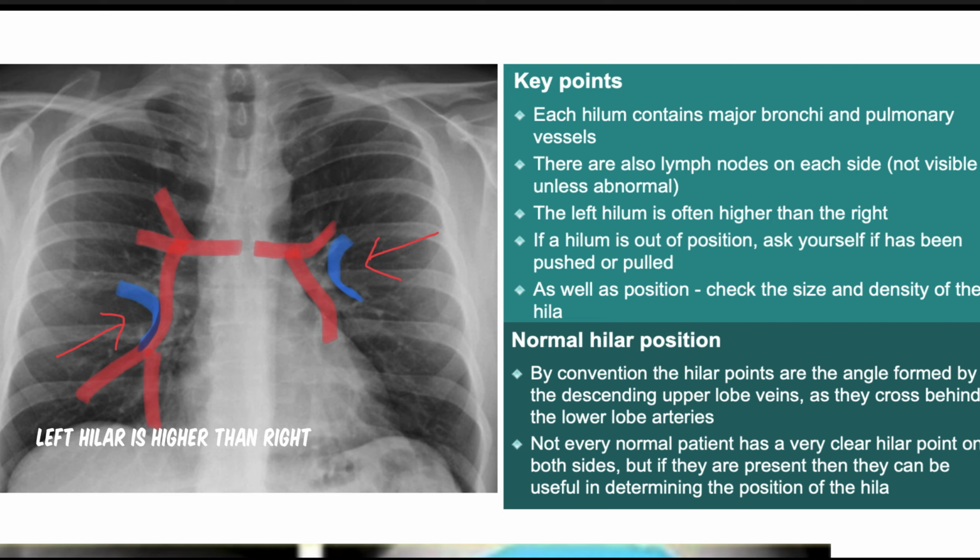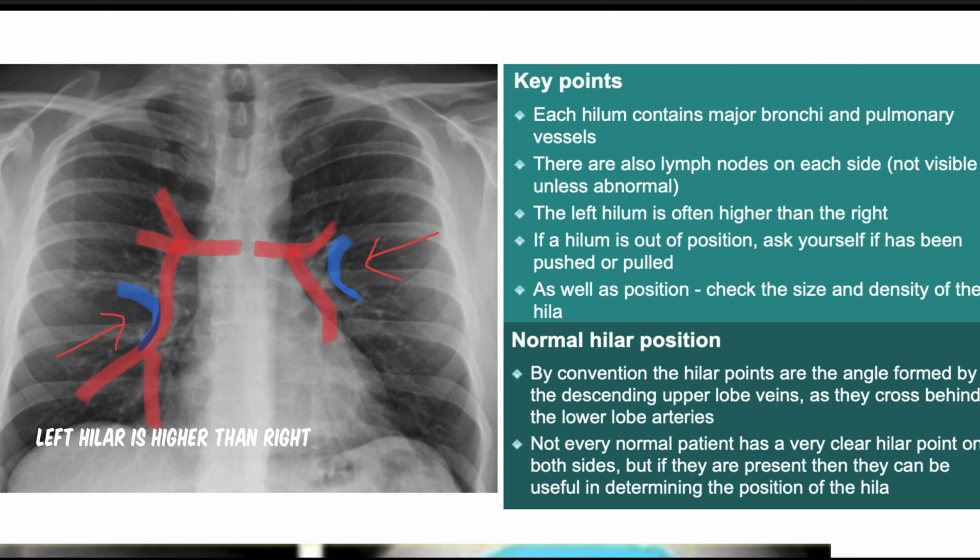Now, each hilum contains major bronchi, so you know all of this. A normal hilar position: by convention, the hilar points are the angle formed by the descending upper lobe veins as they cross behind the lower lobe arteries. Not every abnormal patient has a very clear hilar point, so don't be afraid if you can't see one, but if they're present, they can be useful in determining the position of the hilum.